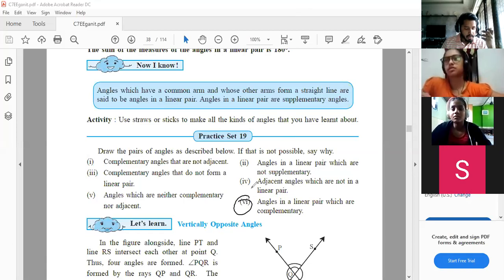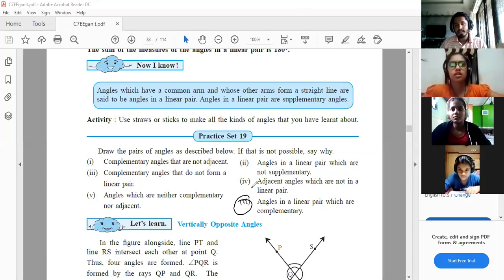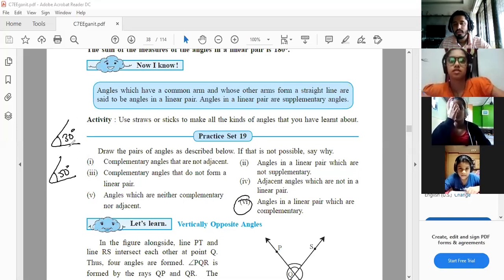One more example, angles which are neither complementary nor adjacent. Neither complementary nor adjacent means you have to draw two angles which are not 90 degrees in total. So you can draw one angle of 30 degrees and one angle of 50 degrees. 50 plus 30 is not 90, no? Simple. Understood? Is it clear?